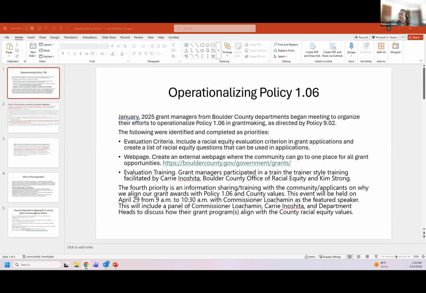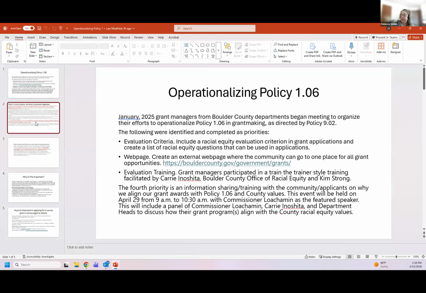Also, the grant managers went through a train the trainer training with Carrie Inashita from the County Office of Racial Equity and Kim Strong in order to train people who will be evaluating those grant applications. The fourth priority is an information sharing training with the community and applicants on why we are aligning our grant awards with Policy 1.06 and county values. That is coming up on April 29th from 9 a.m. to 10:30 a.m., and it's going to be with Commissioner Lochamin as the featured speaker. There will be a panel that includes Commissioner Lochamin, Carrie Inashita, and also department heads to discuss how their grant programs align with the county racial equity values.